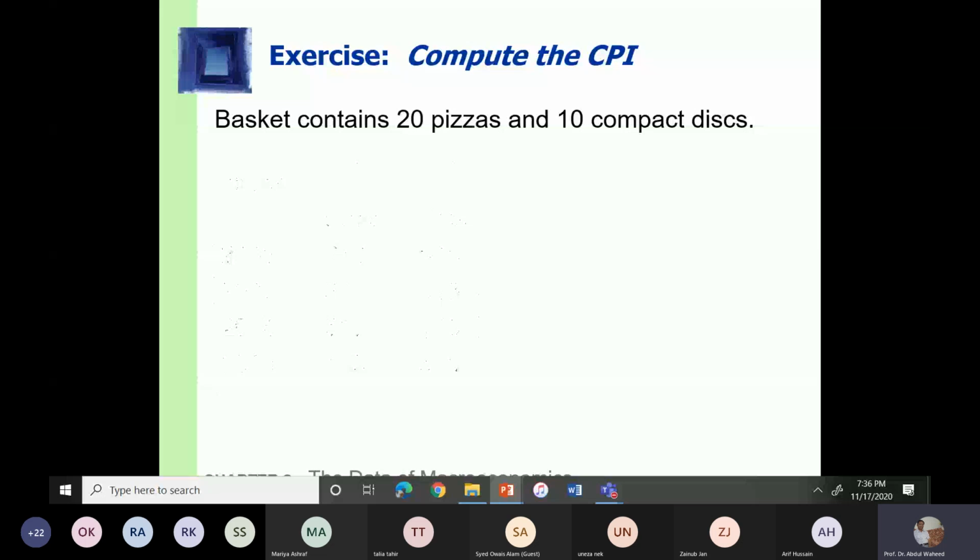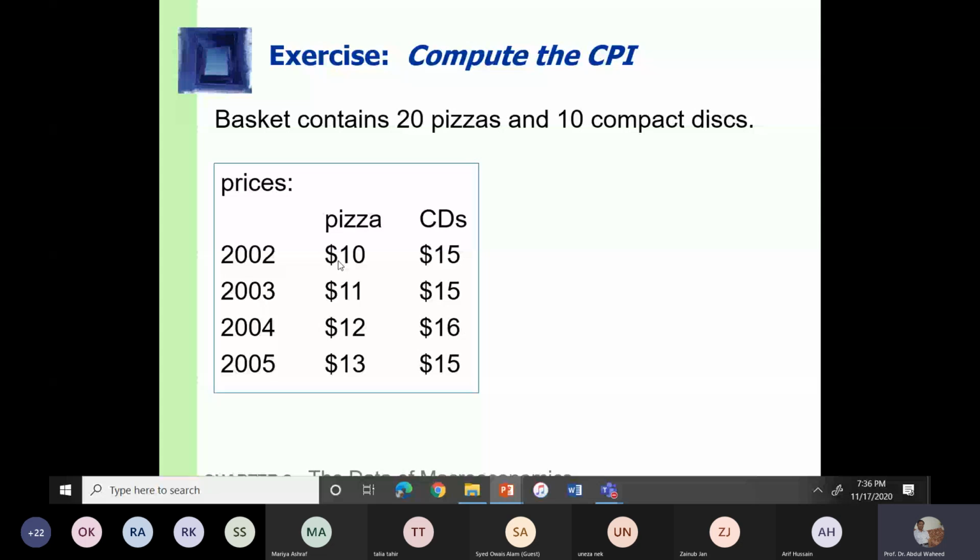So this is an example of how to compute the consumer price index. Suppose in the basket there are 20 pizzas and 10 compact discs, 10 CDs. So this is the basket. And then we have the prices. In 2002, the price of pizza is $10. Then in 2003 it increases to $11, then $12, and then $13. And these are the prices of CDs.